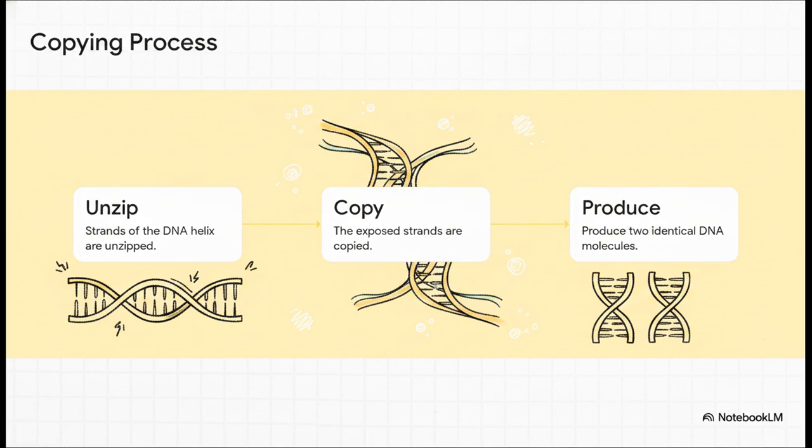Now, what's really interesting about this is how this biological engineering relies on a very precise 3-step operation. Step 1, the strands of the DNA helix are unzipped. Step 2, the strands are copied. And step 3, this produces 2 identical DNA molecules. While it sounds super straightforward when we list it out like this, the physical reality of these 3 steps is a highly coordinated, high-speed operation.